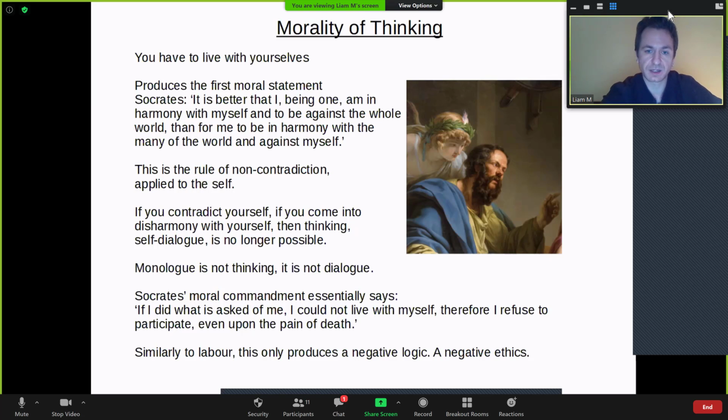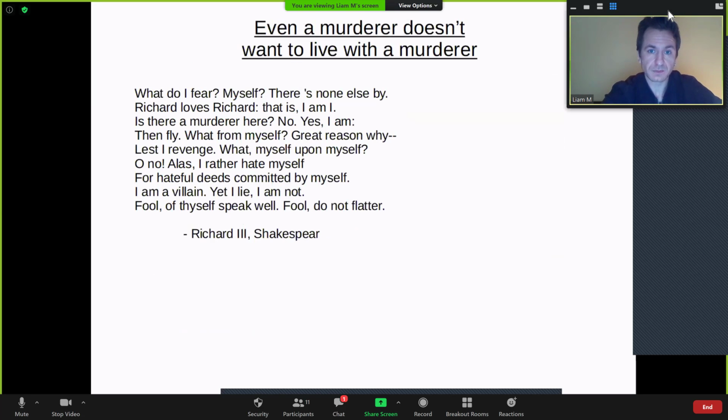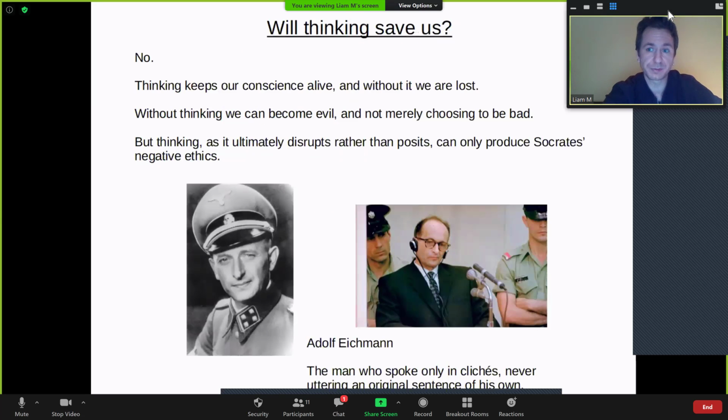But this is interesting, because similar to labor, as we saw that labor has just this negative logic rather than a positive logic, this produces only a negative ethics. But the good side of this is even a murderer doesn't want to live with a murderer, and we can in fact see this aspect of the two dialogue partners after the murders in Shakespeare's Richard III, which I won't read, but we can talk about some other time.